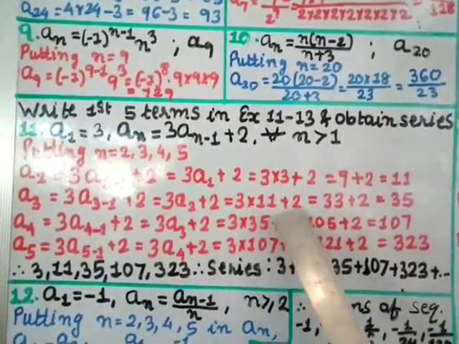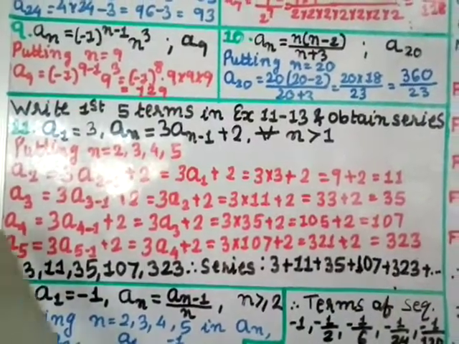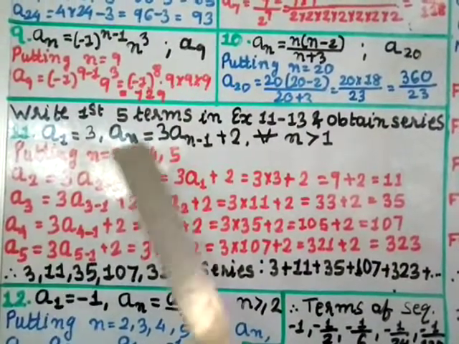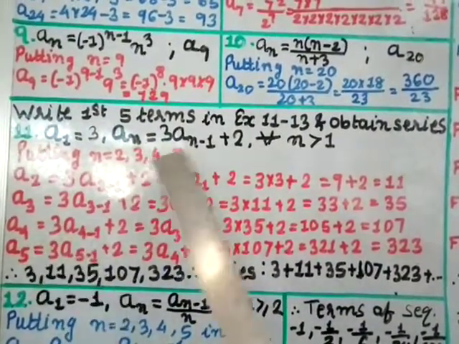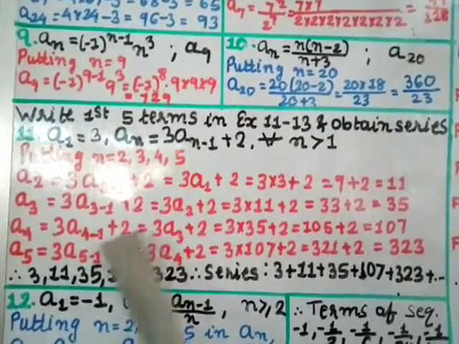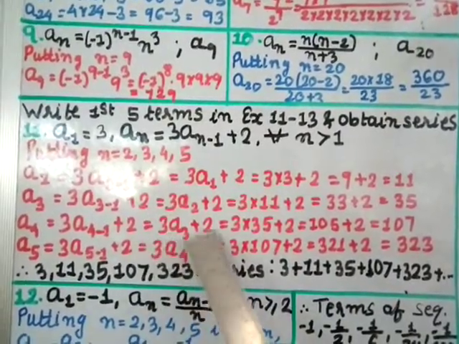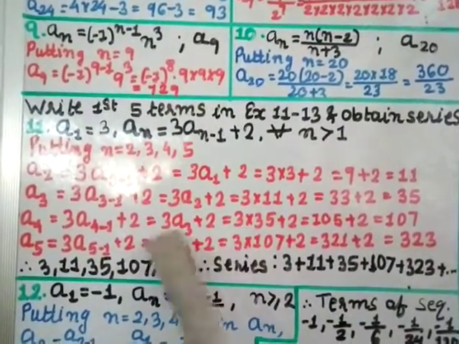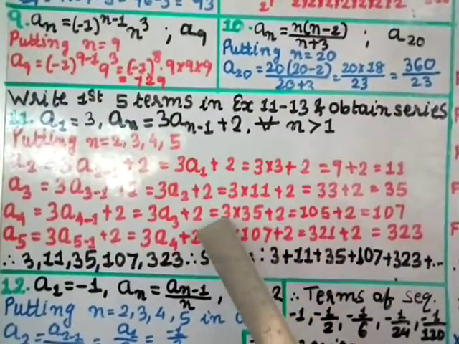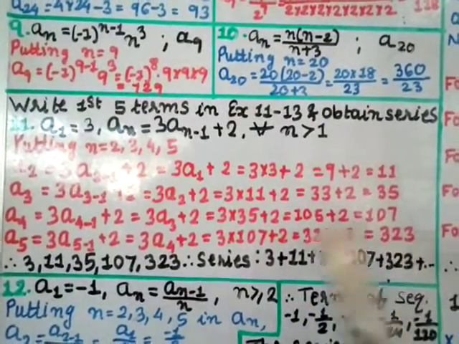So 11 plus 2 equal to 11 into 3 is 33 plus 2 gives you 35. So that is the value of a3. Now put n equal to 4. So a4 equal to 3 a(n minus 1), that is 4 minus 1, plus 2 as it is, equal to 3 a(4 minus 1) is a3, plus 2. So 3 a3 plus 2, and the a3 value from here is 35. So put 35 plus 2 equal to 3 into 35 is 105 plus 2, the addition is 107.